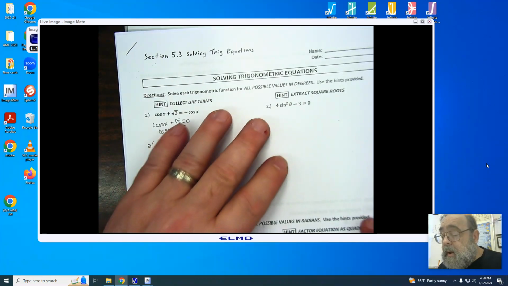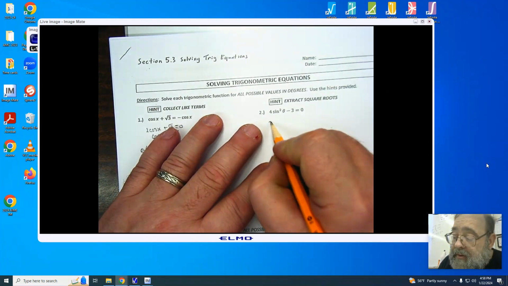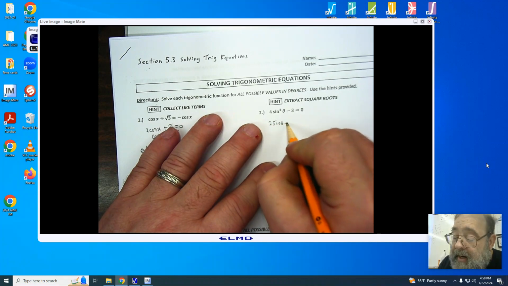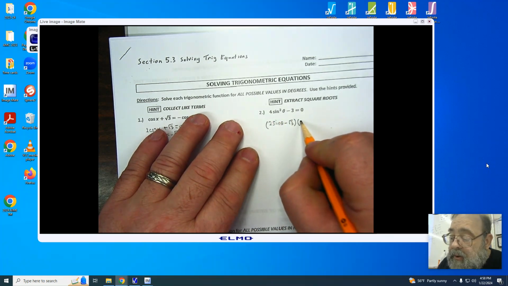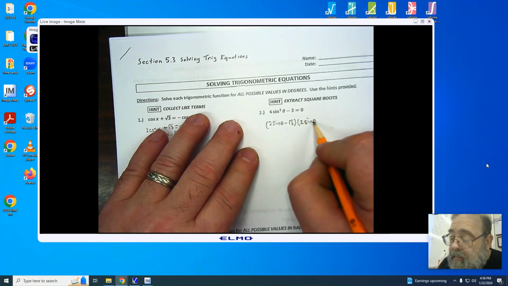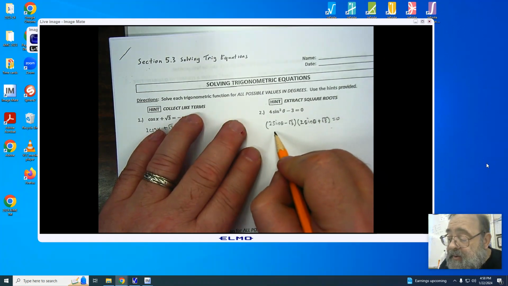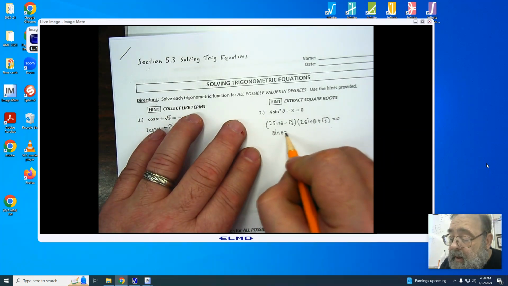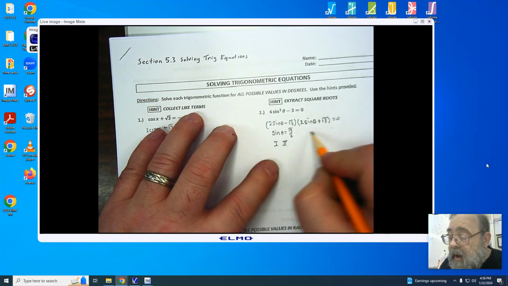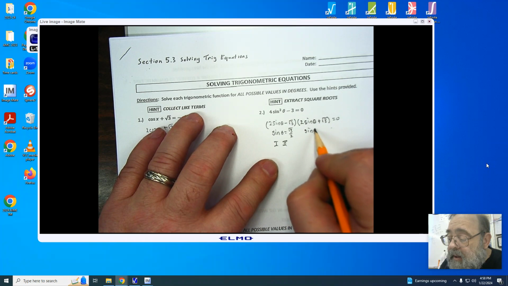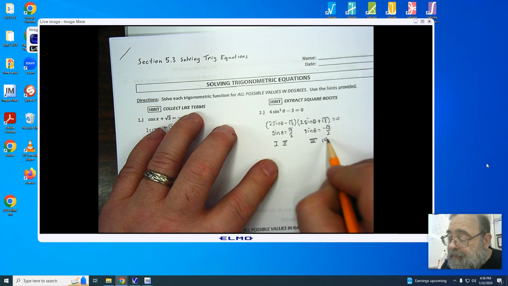In number 2, you can always work with your difference of squares, and therefore call this 2 sine of theta minus root 3. Once again, I took the square root of all parts. 2 sine theta plus root 3 equals 0. Now this will provide us with the answers of sine of theta equaling root 3 over 2, and that'll happen in the first and second quadrant for sine. And then we have the sine of theta is equal to negative root 3 over 2, and this happens in the third and the fourth.